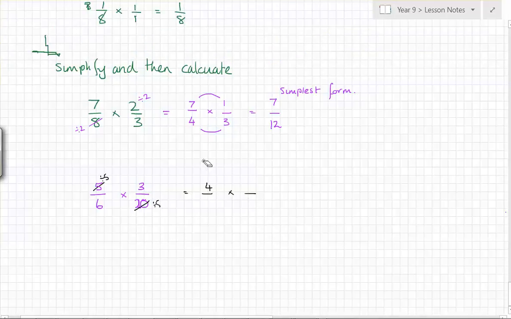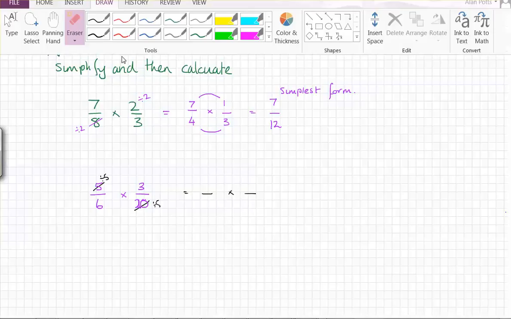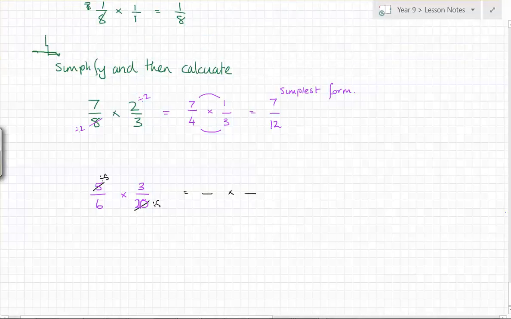Okay. You can divide 3 and 6 by 3. So if we divide by 3 there and there, we get 3 divided by 3 is 1, and 6 divided by 3 is 2.